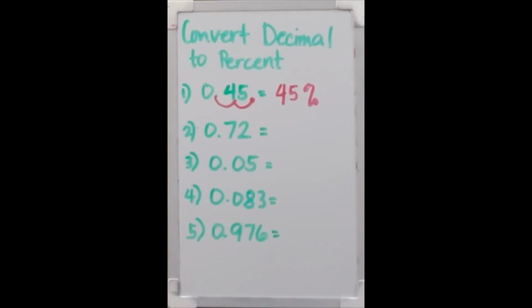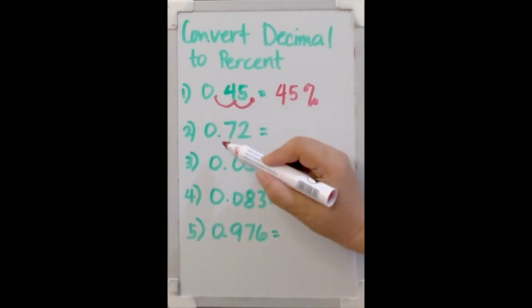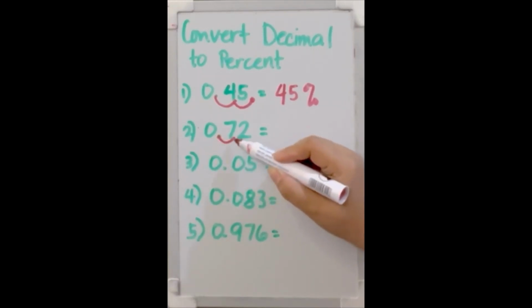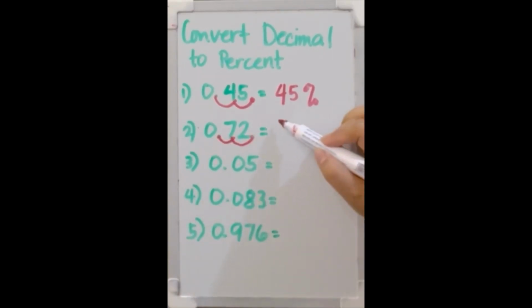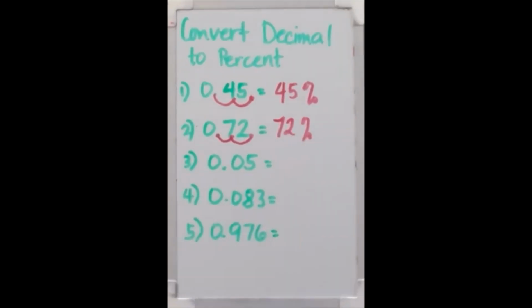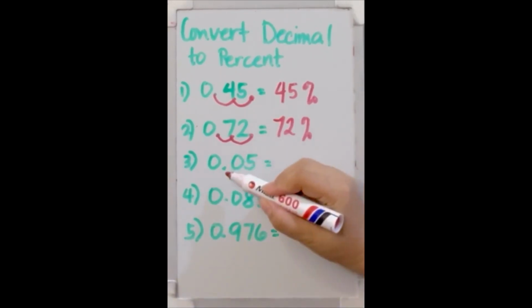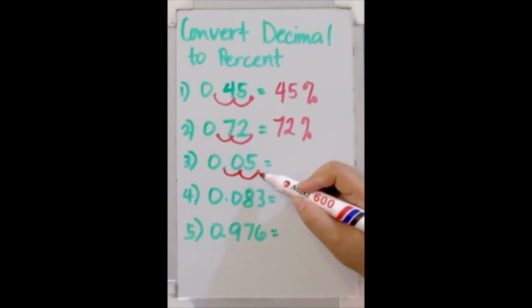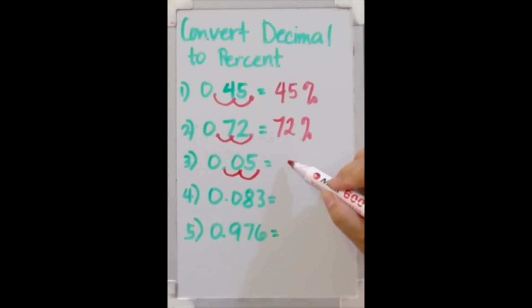So don't forget the percentage symbol. Next, number 2, we have 0.72. So just like what we did in the first example, we're going to move this decimal point 2 places to the right. So 1 and 2. So we're going to write here 72%. Next one, we have 0.05. Same thing, we will be moving this decimal point 2 places to the right. 1, 2. So this will now become 5%.